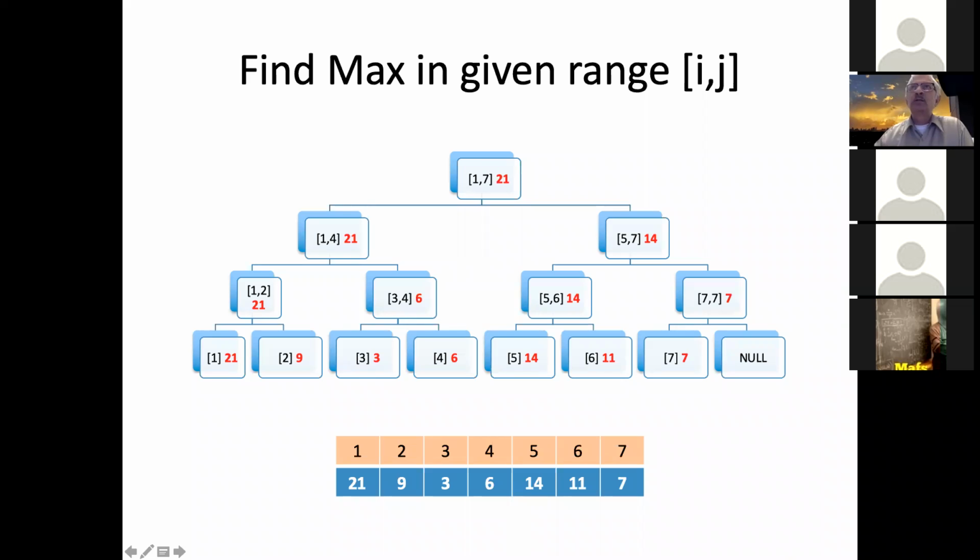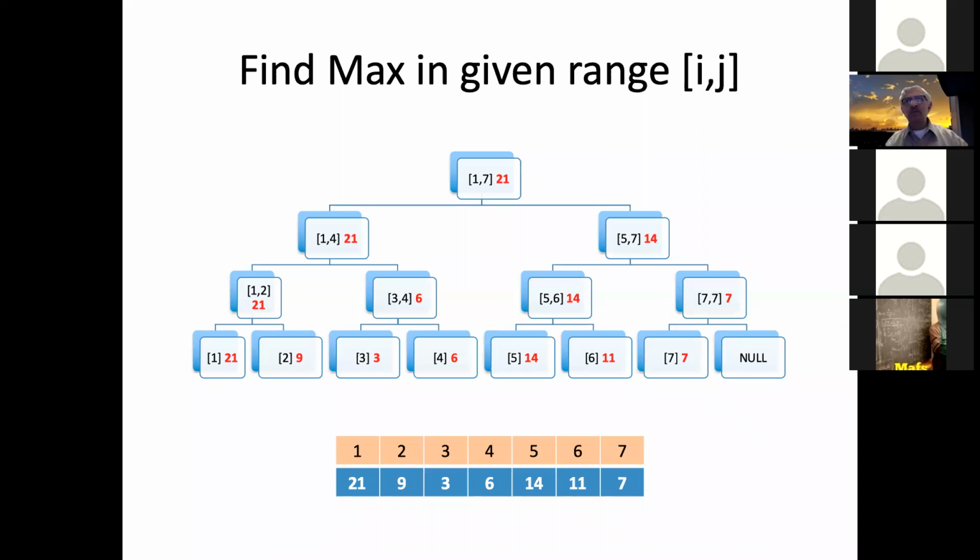So first of all, if i is 3 and j is 6, it's definitely not the one in the root. 3 to 6 is definitely not completely in the left subtree, so that's not going to work out. 3 to 6 is not completely in the right subtree, so that also is not going to work out. So it's partly in the left subtree and partly in the right subtree, and then we have to put these results together. So what we're going to do is the following.